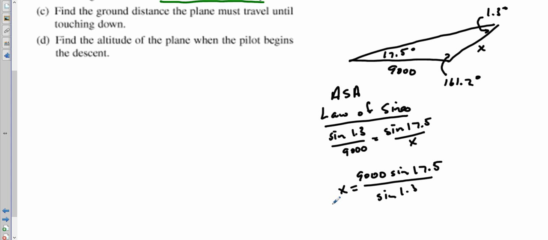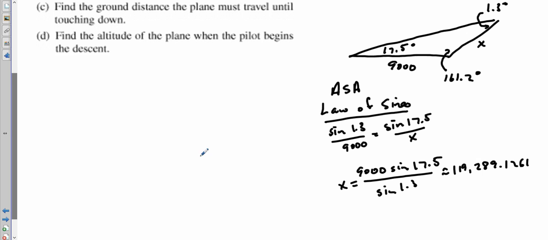When you put this in your calculator, that is going to be a very, very large number, which is 119,289.1261, and we know that's going to be in feet. If you want to convert that, you can convert that to miles, which is right around 22.6 miles. You can do it either way, but that's what we have for our answer.